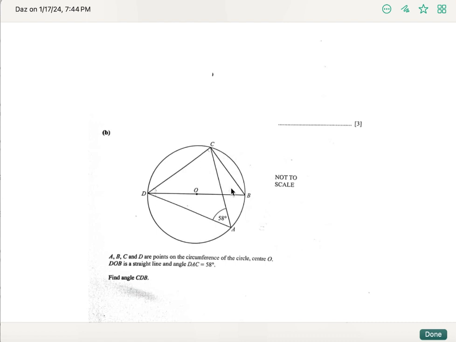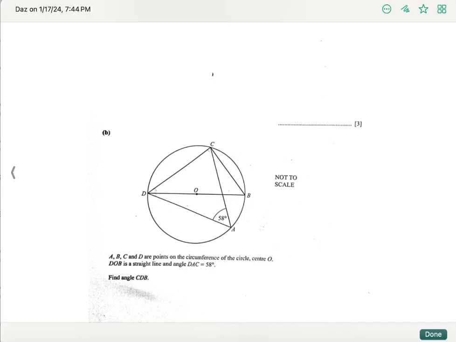So this one is 58. You can find this because it's a triangle. DCB is a triangle. Here is 58. Here is 90. You add 90 and 58, you get 148. 180 minus 148, you get 32. So the angle they ask us to find is 32 degrees.